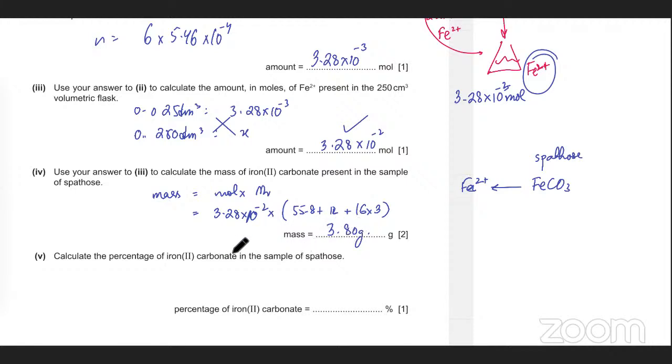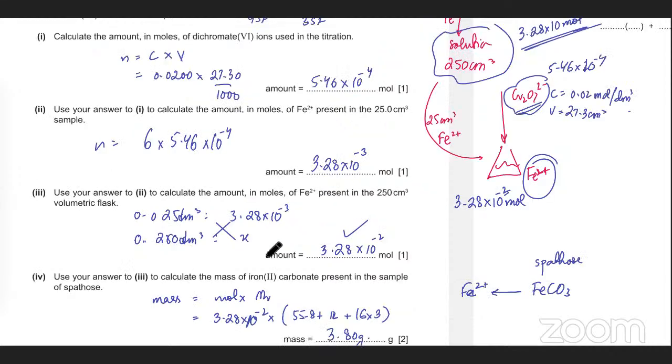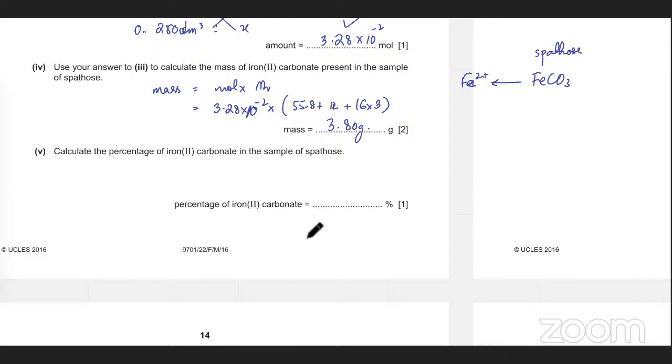And the next part is to calculate the percentage of iron 2 carbonate in this sample. Now remember, you took a 5-gram sample, so the iron carbonate came out to be 3.80 grams. So the final percentage is 76. But be careful.